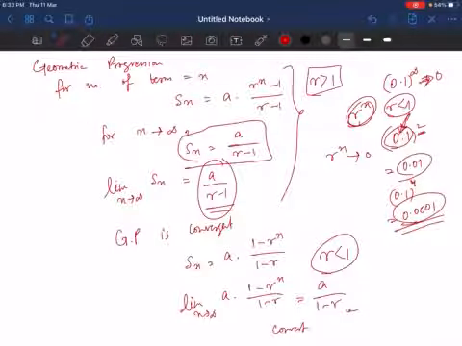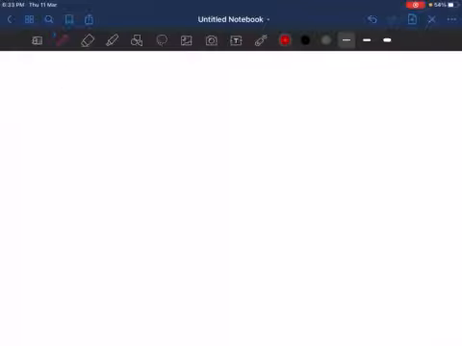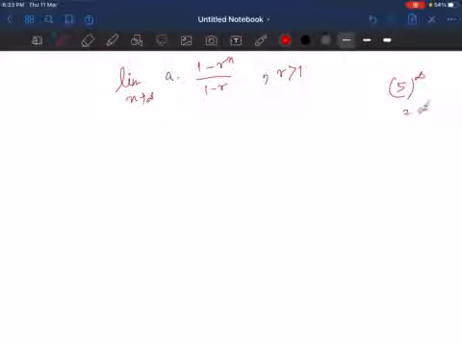Now the same formula, limit n tends to infinity a dot 1 minus r to the power n divided by 1 minus r, if I have r greater than 1. If my r is greater than 1, then what happens? Suppose I write 5. 5 is greater than 1. So 5 to the power infinity is what? That is infinity.